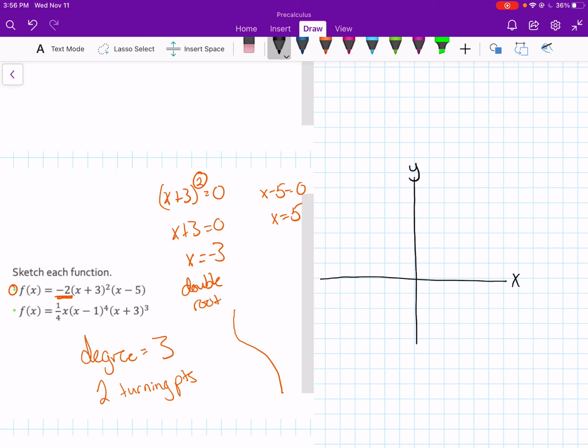So first of all, I'm going to graph my intercepts, -3 and 5. Since -3 is a double root, I know it's going to bounce off, and it's got to come from the top because we know the end behavior on the left is that it's going to infinity. So it's going to come down and bounce off. And then it's going to come back down through 5. So that's a very rough sketch of what this is going to look like.